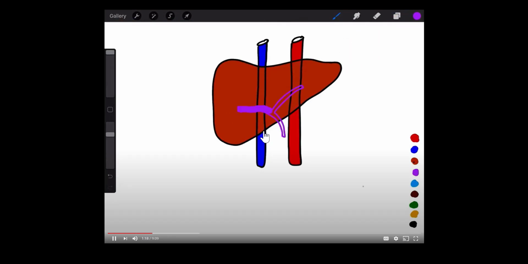So I'm going to add in the portal system. We know we have the main portal vein dividing into the right and left portal vein. And then I also want to add in the hepatic veins. So we have the right hepatic vein, the middle hepatic vein, and the left hepatic vein.